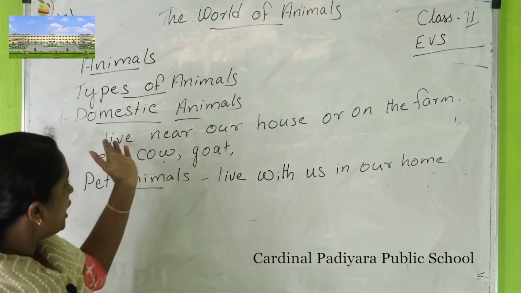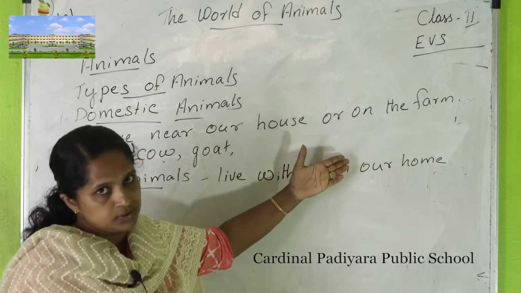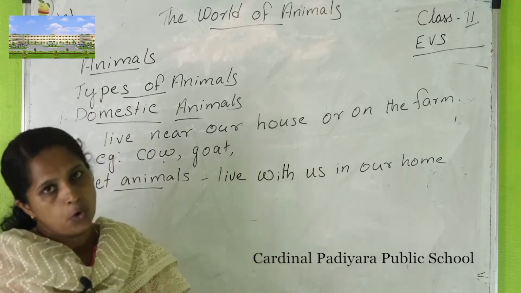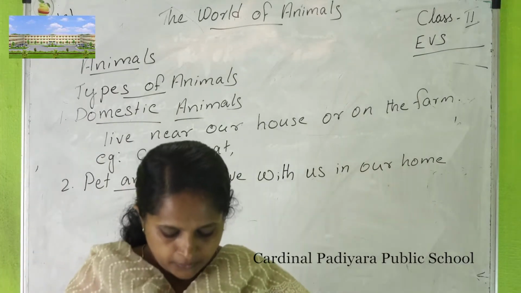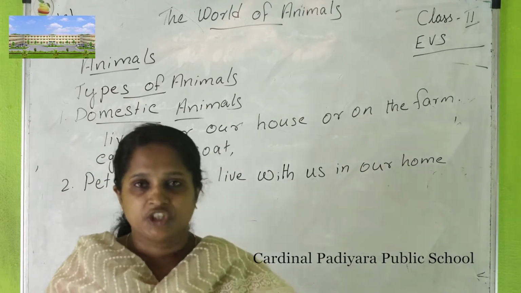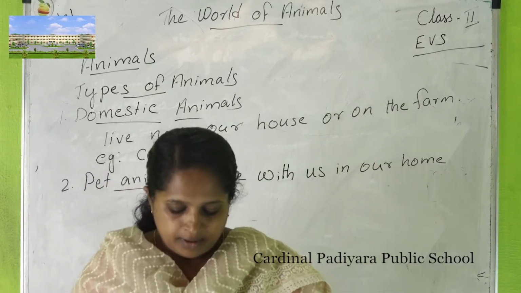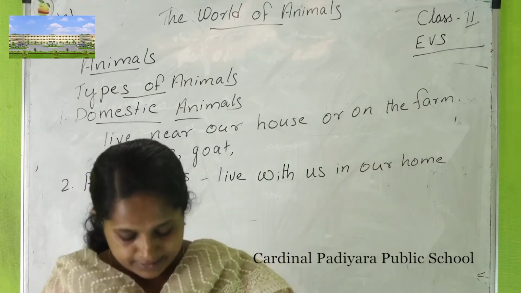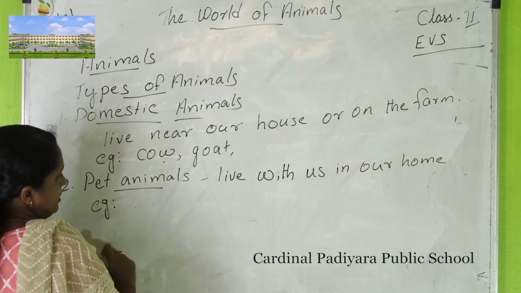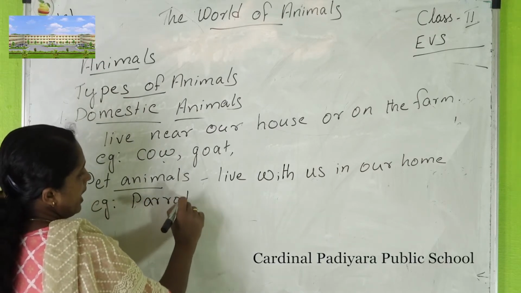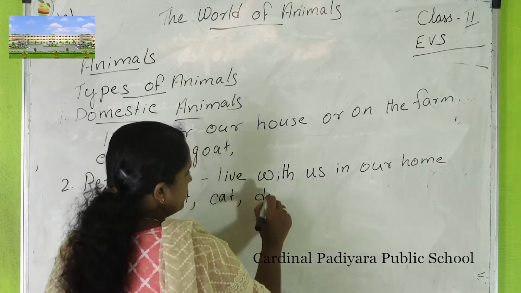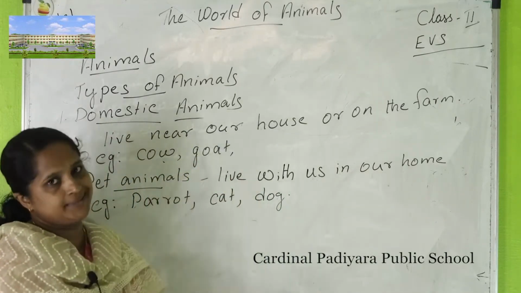Domestic animals live near our house or farm. Pet animals live with us in our home. We tame them for our pleasure. Examples of pet animals are parrot, cat, dog, etc.